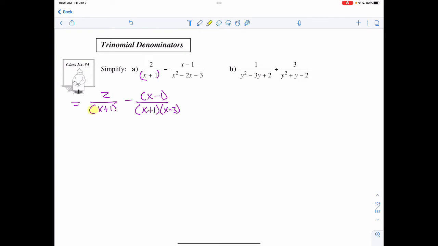And we can see that we have a common factor here. Great. I'm going to look for what's not the same, x minus 3, and I need to add it in to this side. So I'm going to say that I have 2 times x minus 3 minus x minus 1 all over x plus 1, x minus 3.